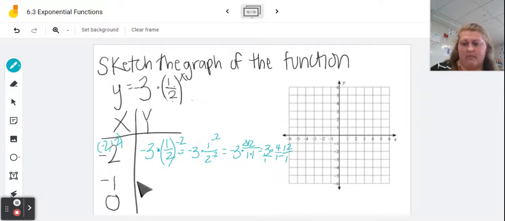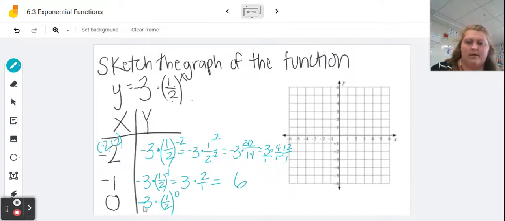Then next up, -1. So -3 times 1/2 to the -1. Same thing as I did above, I'm going to swap it around. 2 over 1, so I have -6. And lastly, I have 0, and anything to the 0 power is 1. So -3 times 1 gives me -3.